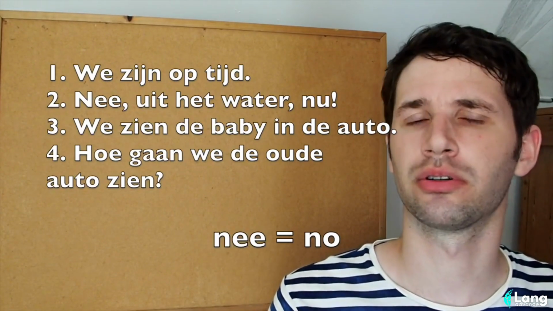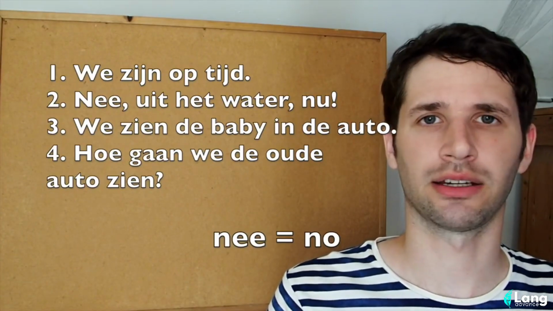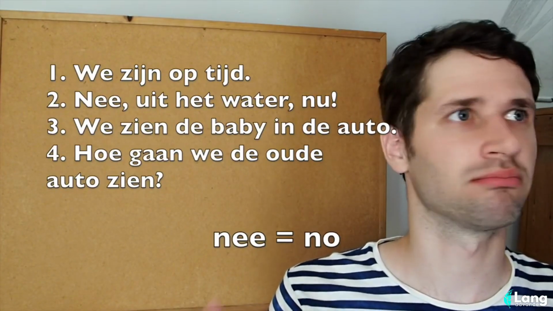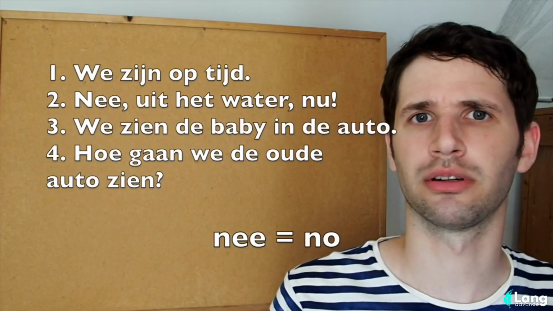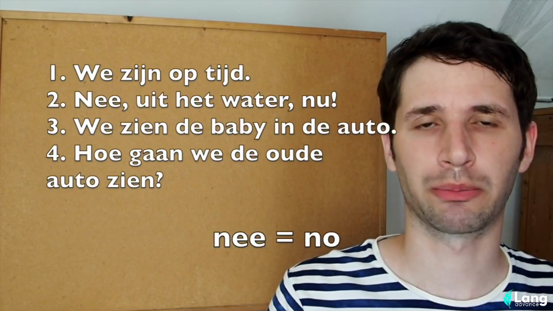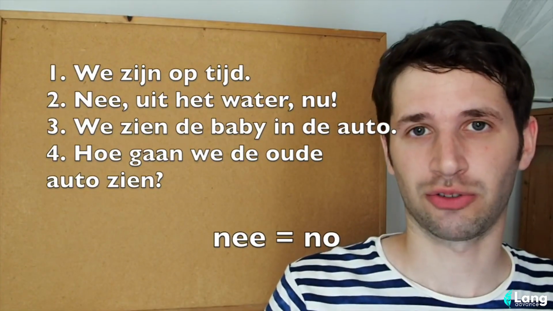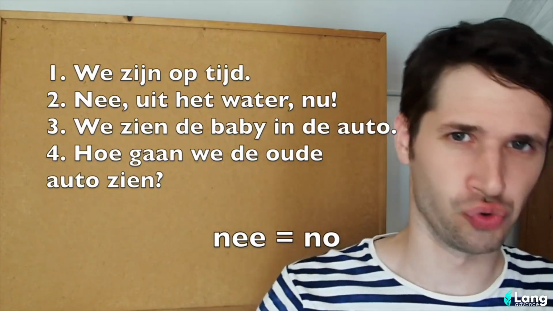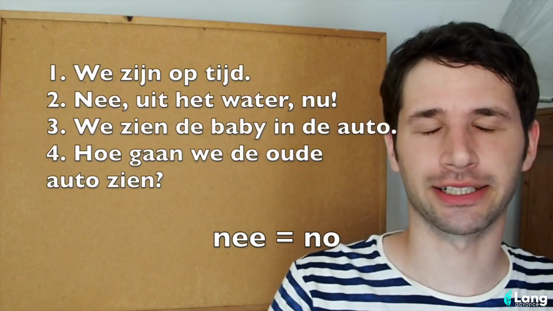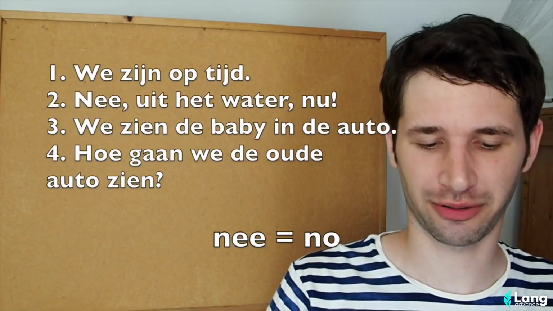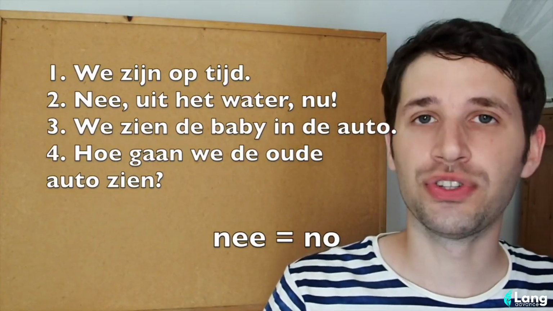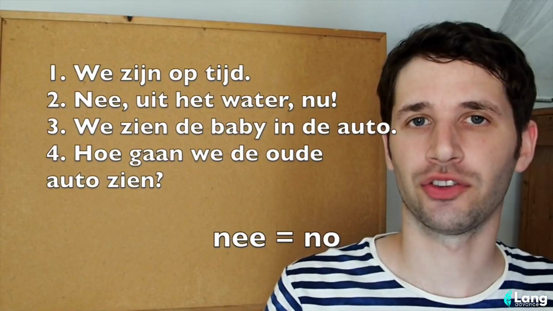For example, if your children are playing in a pool and it's getting too dangerous, or the dog jumps into the swimming pool and you have to get them out, if they understand Dutch, then you can say "nee, uit het water, nu." So you can already say that now. Very good of you. The next one is "we zien de baby in de auto."